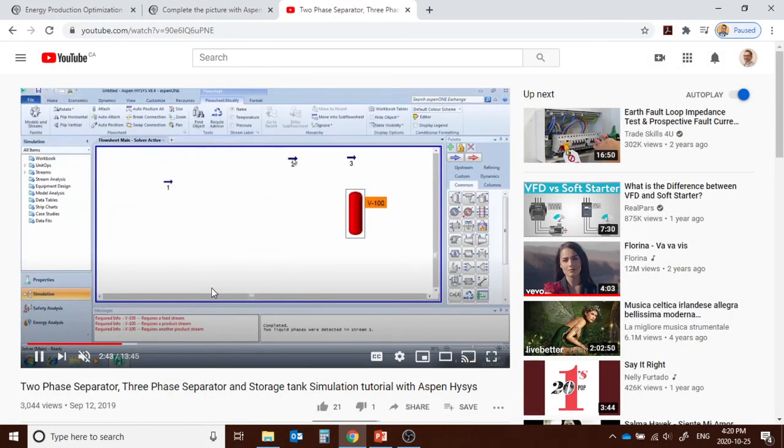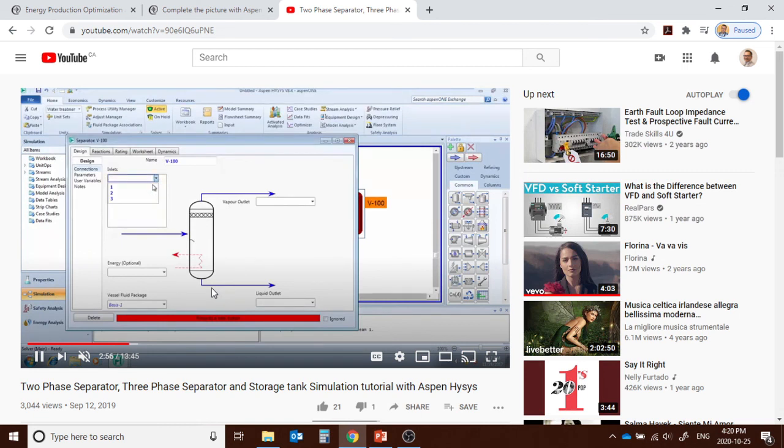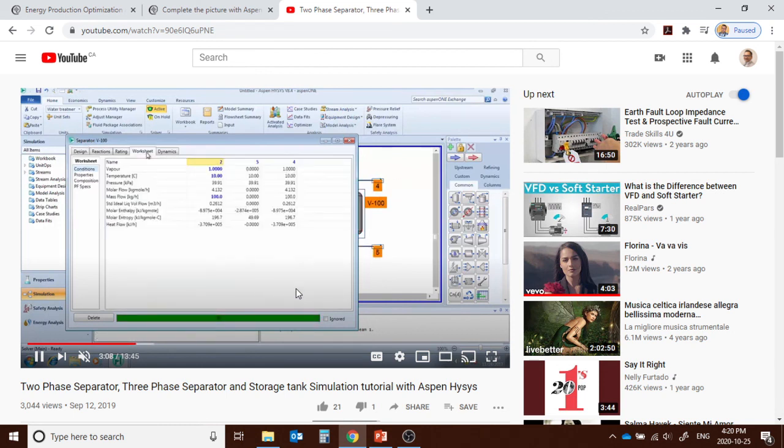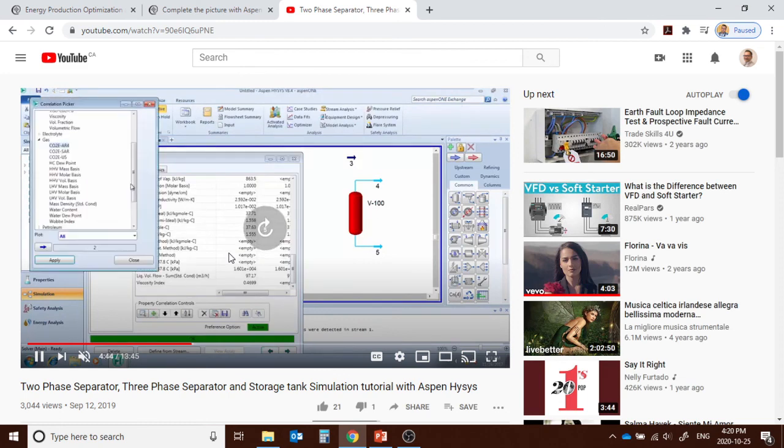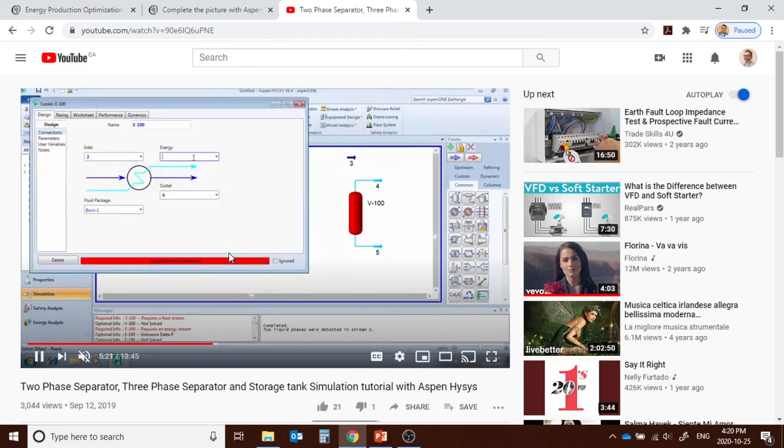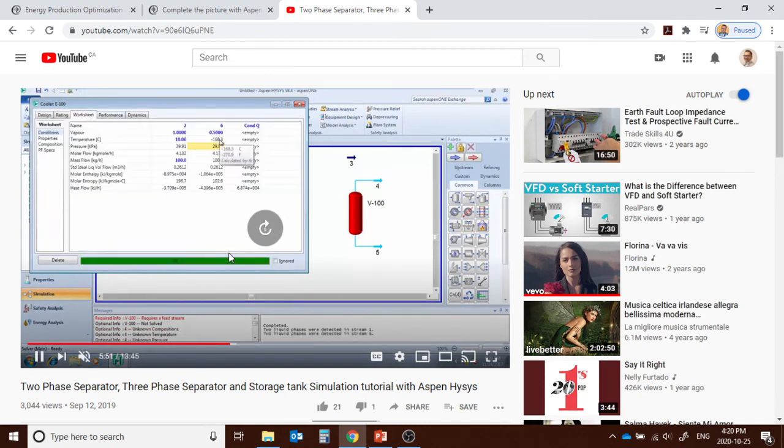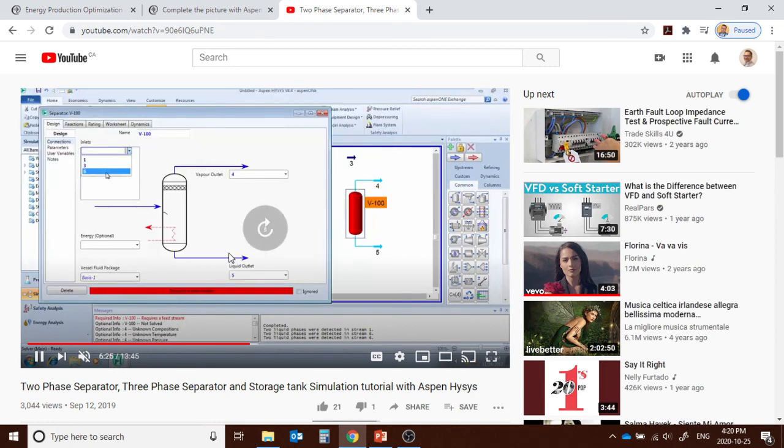And when you define the streamlines, after you define the feed streamline, like water and oil, then you have to put the vapor outlet. The top would be the vapor, and for the bottom streamline, you have to define everything. And after you define the pressure, temperature, and everything, then you have to define all the energy input you need to provide, and then we do the sizing.